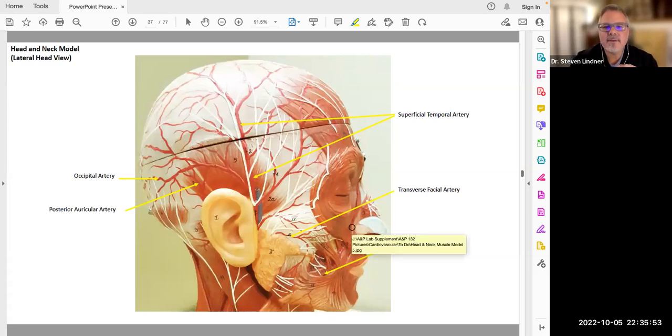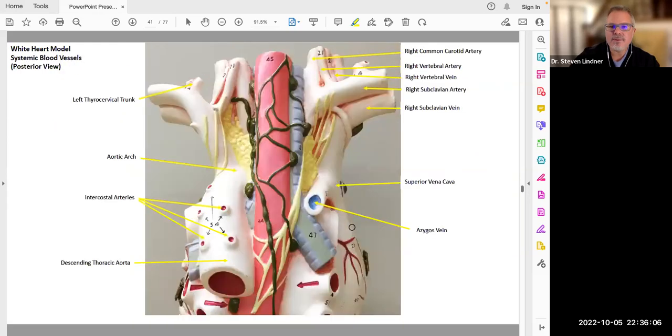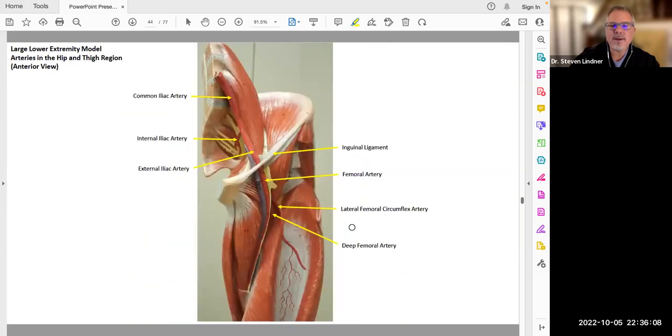Okay, let's see what I'd like for you to know here. Nothing, we've already covered most of this, but the others I'm not going to hold you accountable for. We've already done the heart. We've done this white heart already.